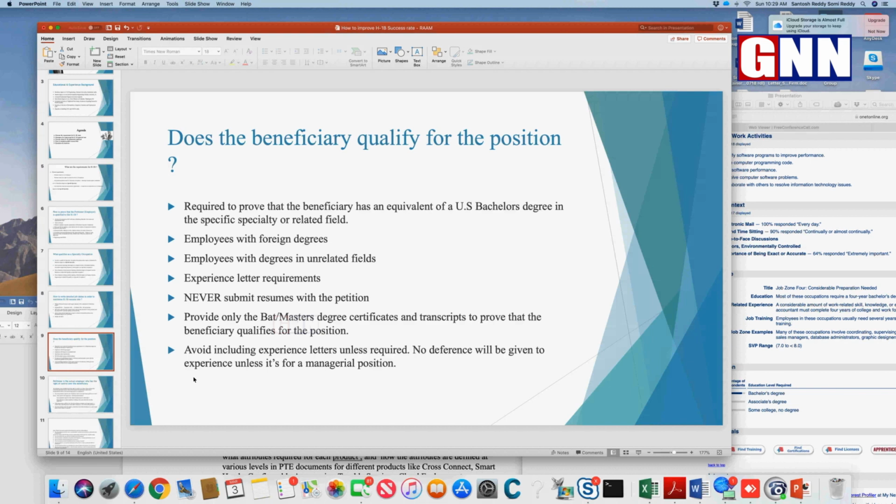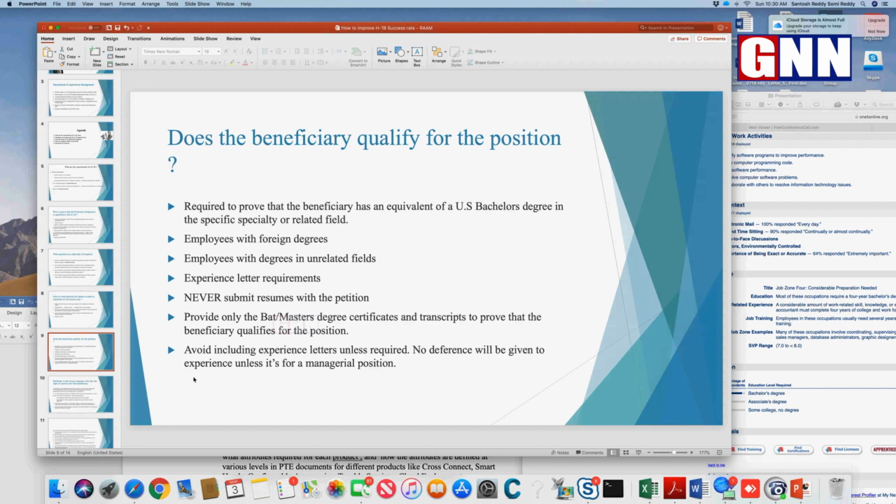Another thing is that you should never submit resumes with the petition. It is very important that you avoid submitting resumes with any H1B petition, because a lot of times resumes will have inconsistent information, which is not required for the H1B approval. So you will not submit the experience letters or resume unless it is required for the position, because all you got to show is that the beneficiary qualifies for the position.